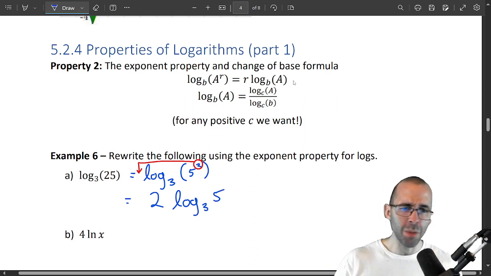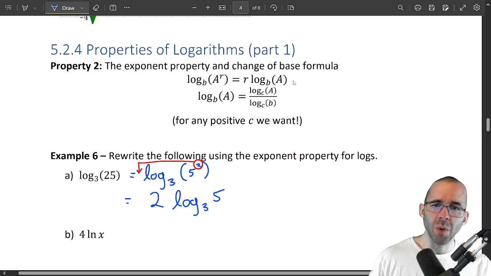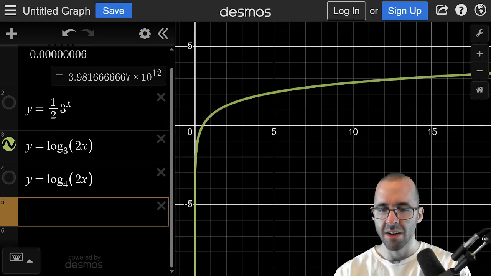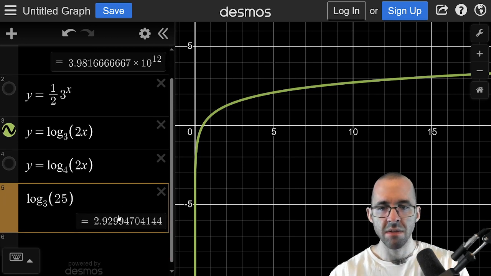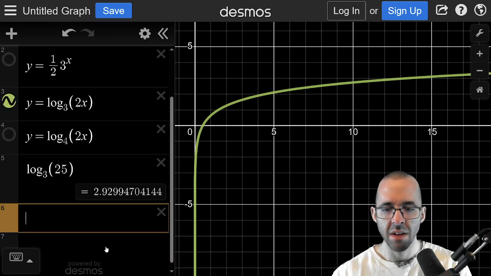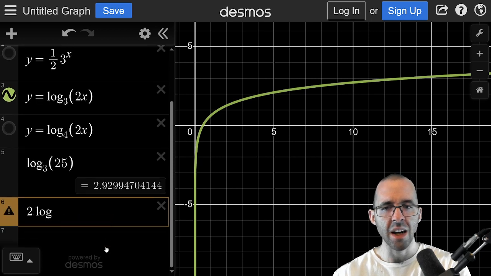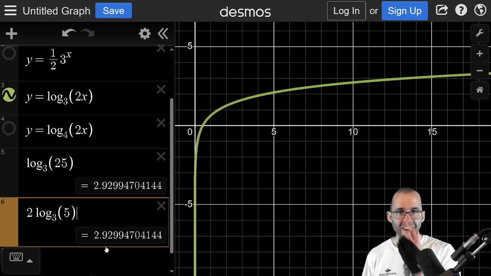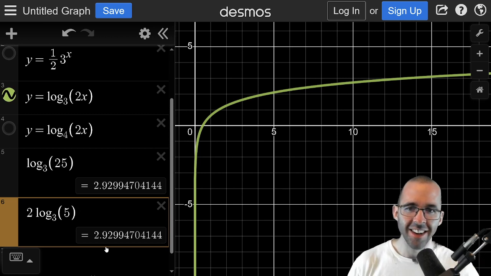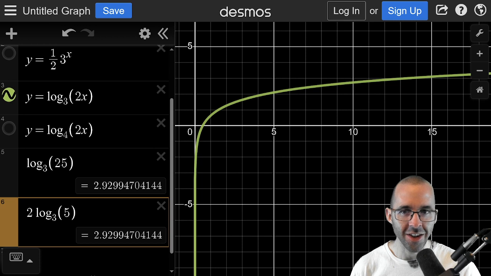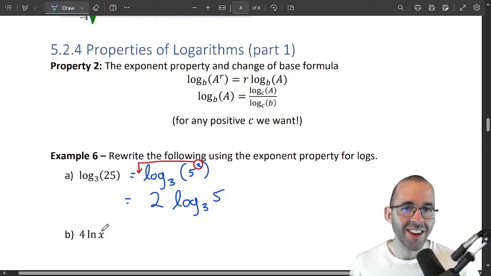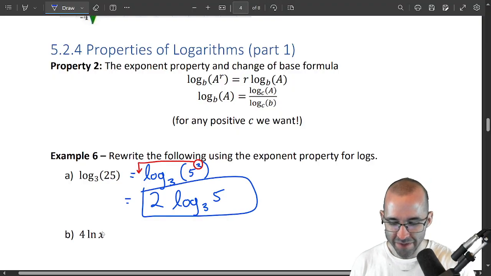You might say, I don't believe you, Jason. I'm doubting you. No way. Log base 3 of 25? What is that? Log base 3 of 25? About 2.93. And you said that's the same as 2 times log base 3 of 5? Look at that. A little mathemagic for you. We can see that it is the same number. We can talk more about where that comes from later.